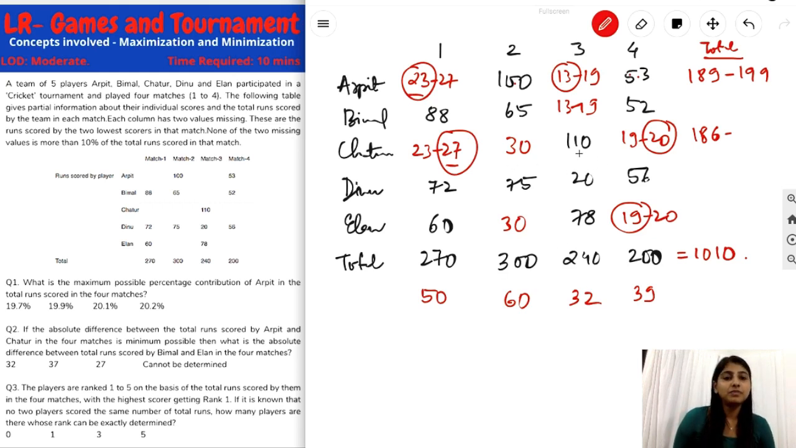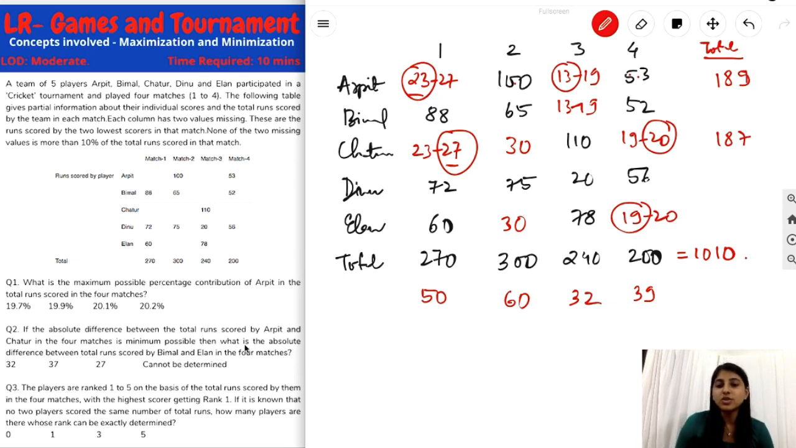Alright, so what do we have here if we take these two values? 110, 30, 27 and 20 is 187. 187. And for this Arpit we have 189. Okay, that's how we get the minimum difference between Arpit and Chatur, which is 2.